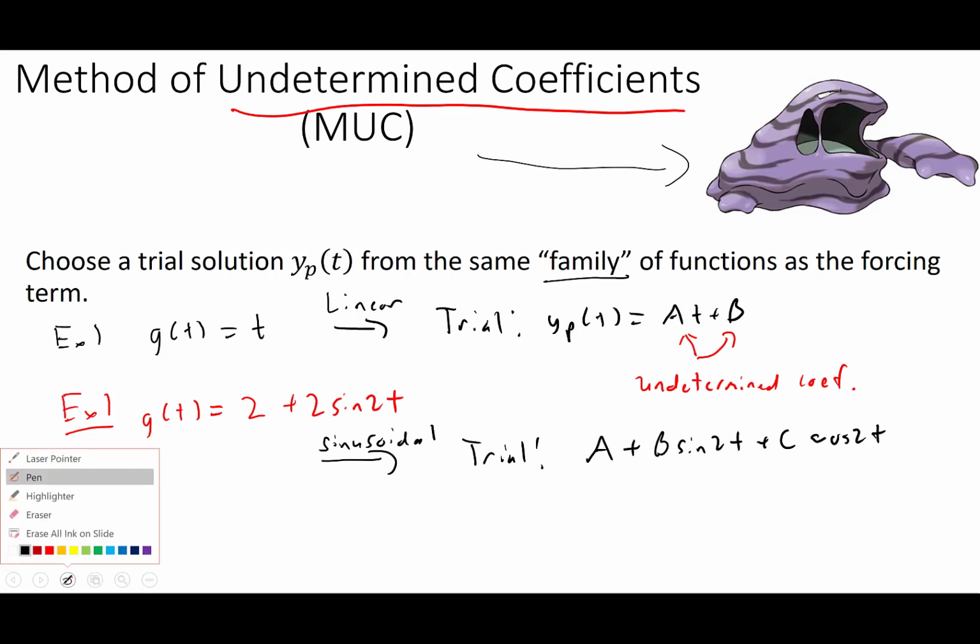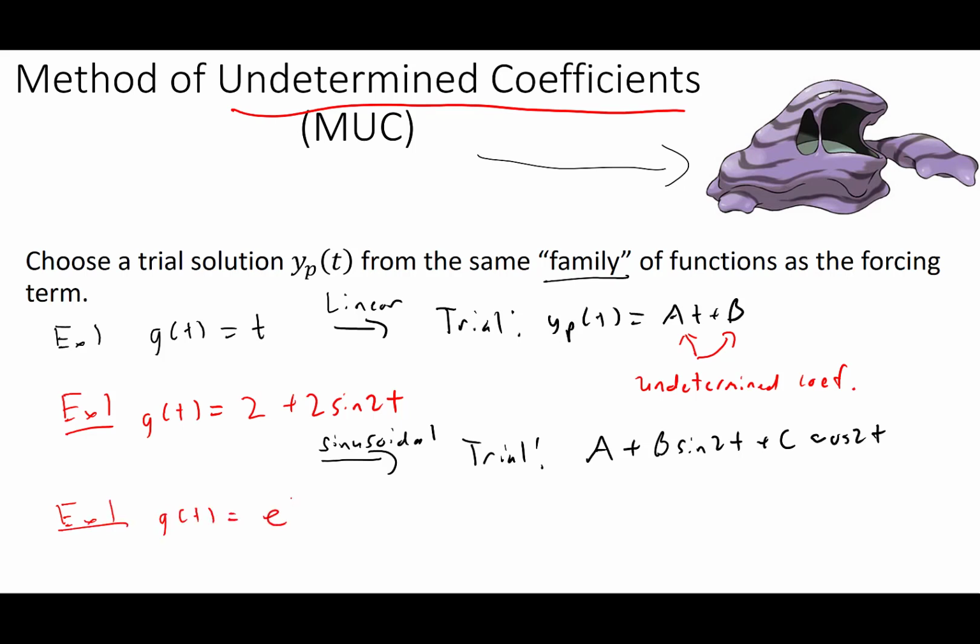The third example we're going to encounter in this section is when our forcing term is an exponential. Let's say e to the negative t. In that case, we would choose as our trial solution a particular from that same family, but with a coefficient that's allowed to vary. Same exponent, but varying coefficient.